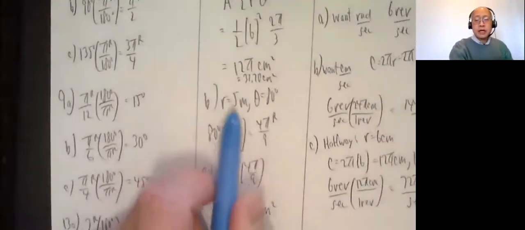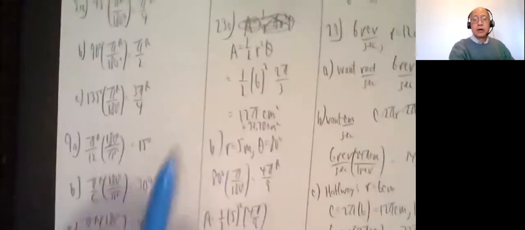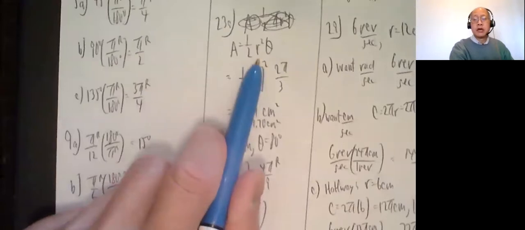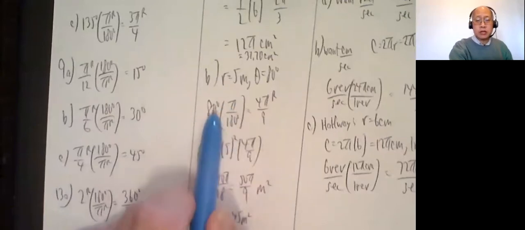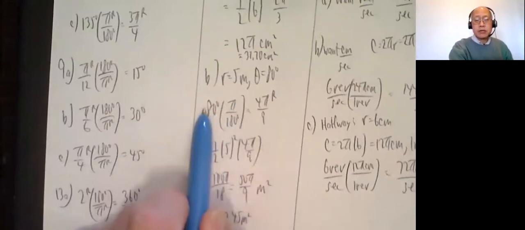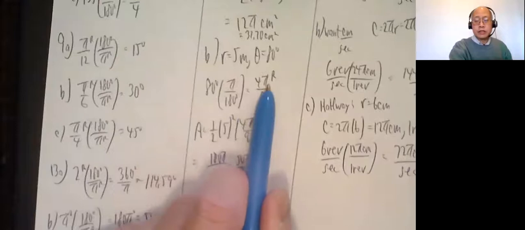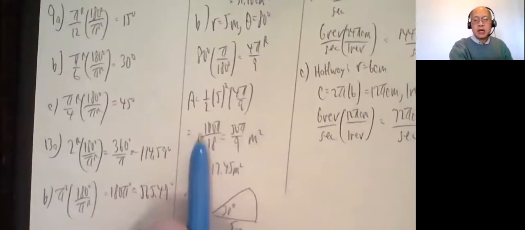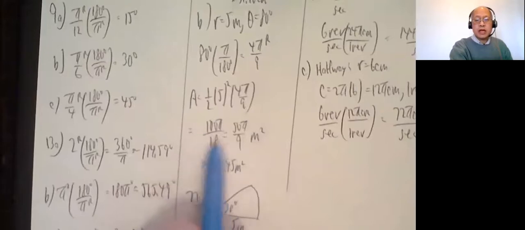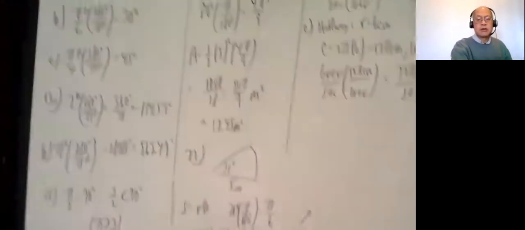Okay, part B, theta is 80 degrees. Now you have to change that to radians first, because the formula 1/2 R squared theta must be in radians. So if it's in degrees, you change it to radians. So 80 degrees multiplied by pi over 180, so the degrees will cancel out. And reduce, both of these are divisible by 20, so take out a 20, 4 pi over 9 radians. So now the area is 1/2 R squared theta, so 1/2 5 squared times 4 pi over 9 comes out to be 100 pi over 18, or 50 pi over 9 square meters, 17.45 square meters.